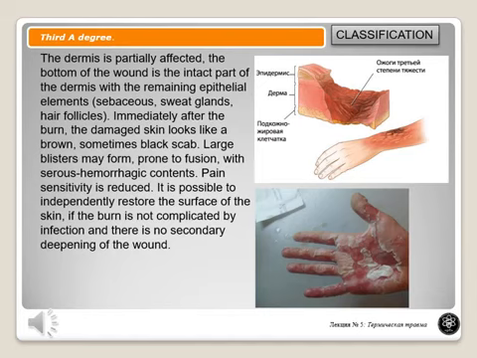Therefore, burns of the third A degree belong to superficial burns. But the condition is that the burn is not complicated by infection, and there will be no secondary deepening of the wound.